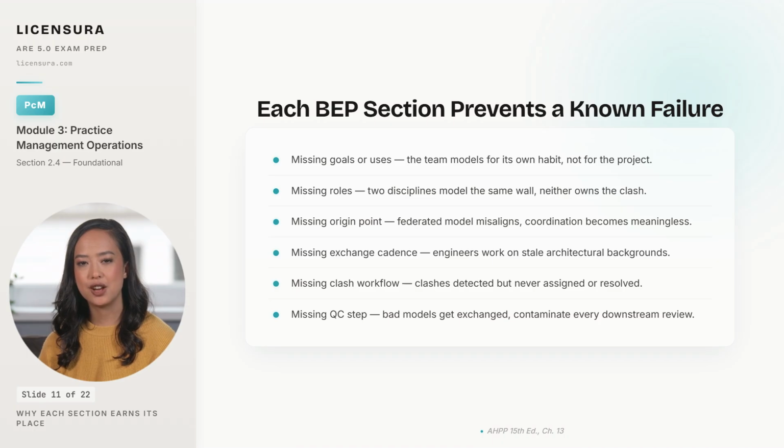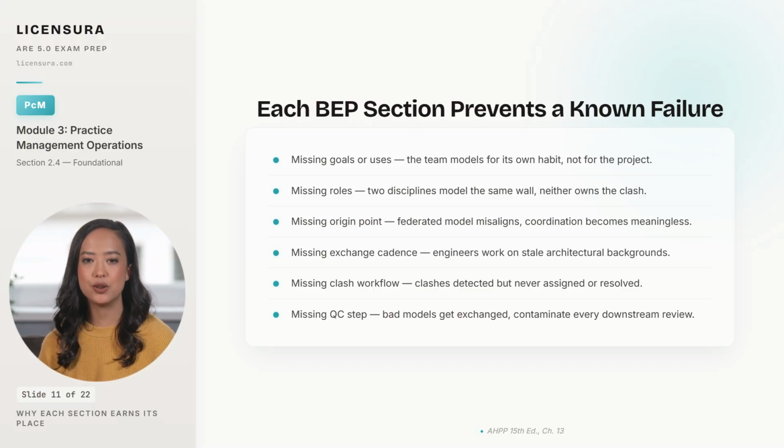A missing shared origin point is the killer that nobody sees coming. The federated model misaligns by a few feet, and clash detection becomes meaningless because every wall reads as a clash. Missing exchange cadence means engineers spend a week working over stale architectural backgrounds that were superseded 2 revisions ago.